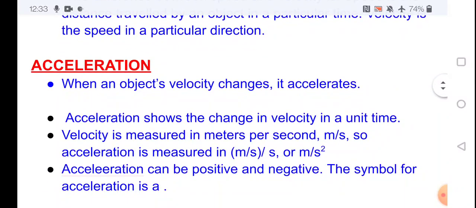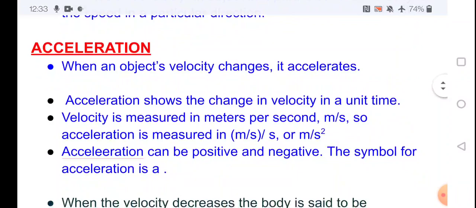Next, acceleration. When an object's velocity changes, it accelerates. That means acceleration is the rate of change of velocity. That is, acceleration is equal to velocity divided by time. Acceleration shows the change in velocity in a unit time.